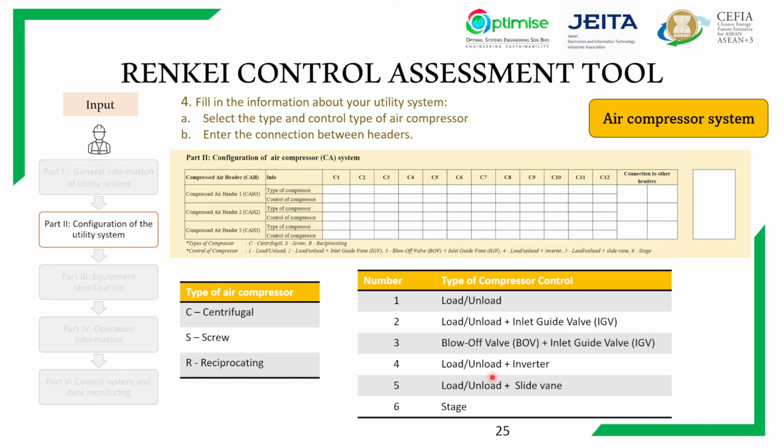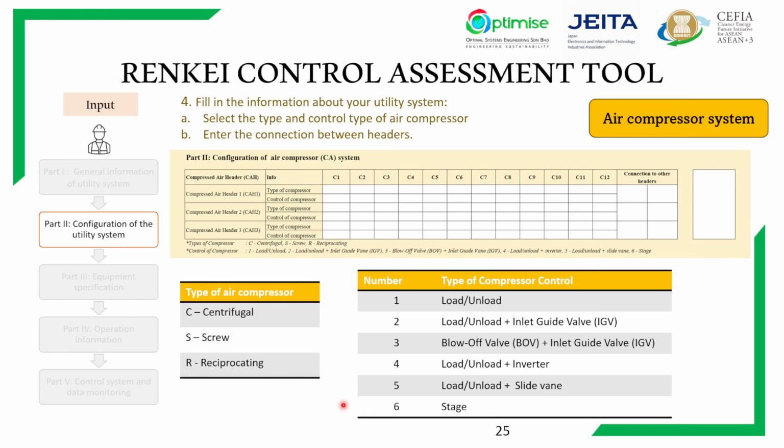So for part 2, the configuration, you need to select the type of air compressor you have. Please select whether it is a centrifugal, screw or reciprocating compressor, and then select the type of compressor control available at your compressor. This is the number, and that number indicates the type of compressor, because it's quite long, so we make it short. We just choose the number. Please ensure that you choose the correct number.